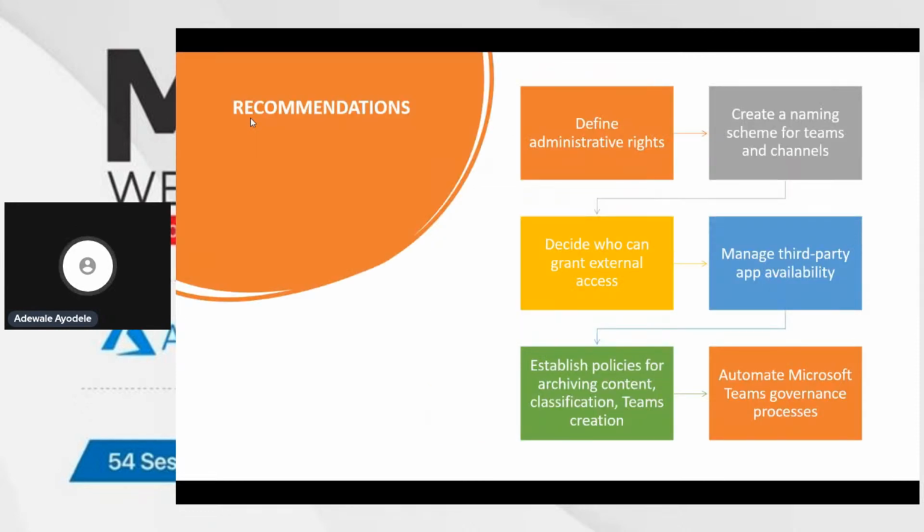So these are some recommendations, like I said, where you can manage third-party applications, you can establish policies to archive your teams, you can do a Teams configuration, you can automate some of these processes. You will see how you can automate some of these Teams governance. It's not something you just have to go to the portal and do every time. You can automate it, and you just get mails.